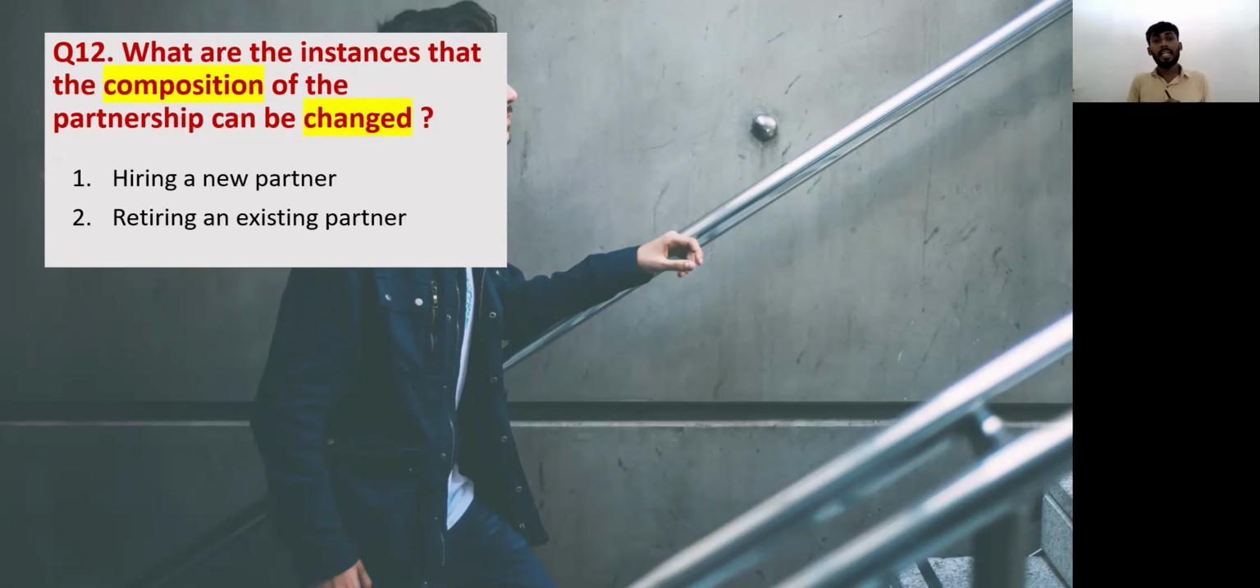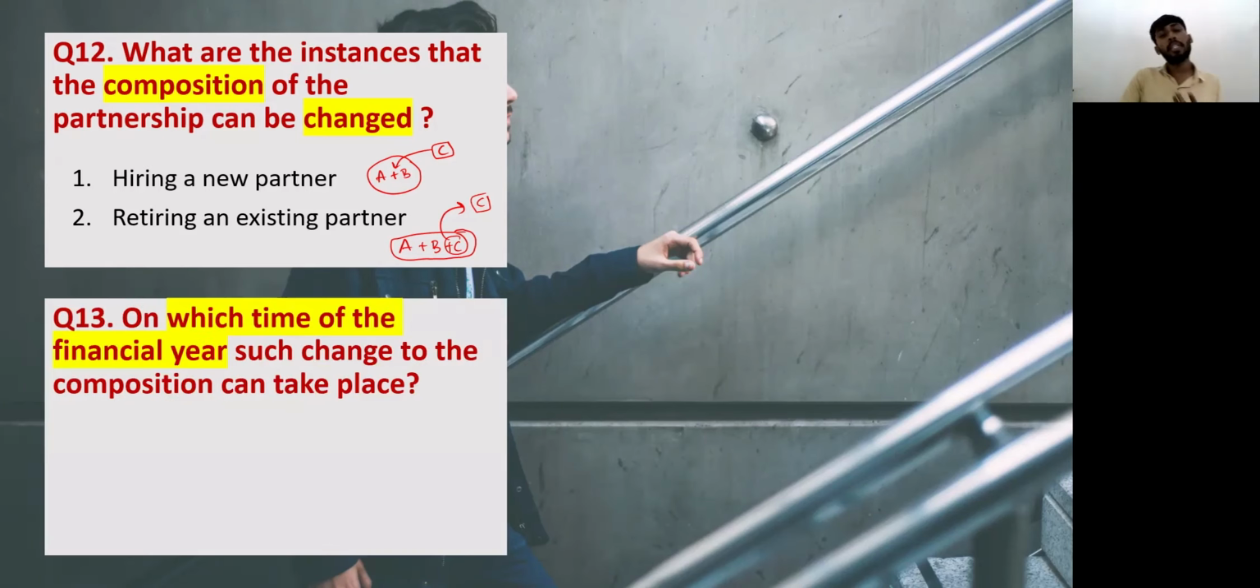One is hiring a new partner. How it happens? We had A and B within the partnership. Now, a new partner will be coming as C to the same partnership. That is called hiring a new partner. Retiring an existing partner means A, B, and C were there in the partnership, and now C is going to go out from the partnership. That is called retiring an existing partner. Okay, done.